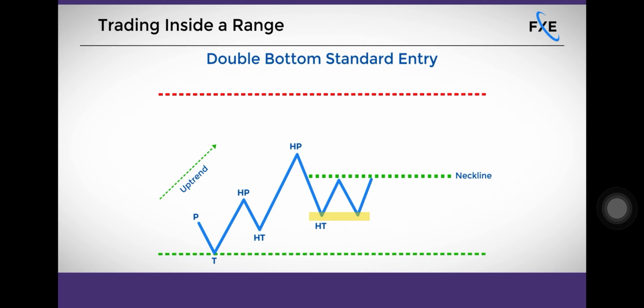Firstly, we have the standard entry. The standard entry method is used when the trade is placed as soon as the candle or bar closes above the neckline in the time frame that the pattern appears the clearest. The general stop loss and take profit rules for a double bottom pattern are used for this type of trade.